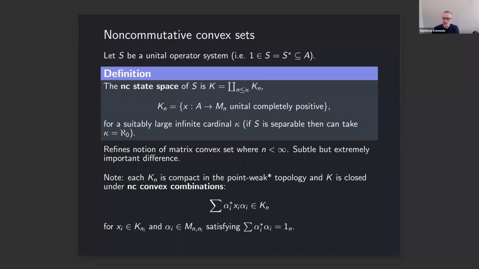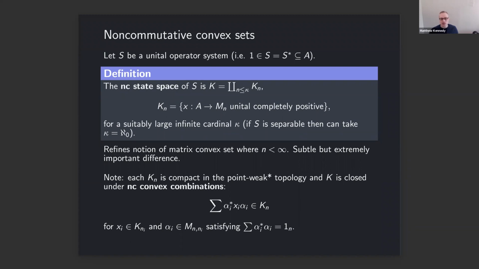A thing to observe here is that each of these Kn is compact if we consider it in the point weak star topology. And so this is just the natural generalization of the weak star topology on the state space of a C-star algebra. And moreover, it's closed under what we think of as non-commutative convex combinations. Namely, we take this sum over alpha_i star, x_i, alpha_i, where x_i are points in K and alpha_i are matrices of a suitable size, or operators of a suitable size, because we're allowing things to be infinite, where these coefficients, these alpha_i star alpha_i's, add up to 1.